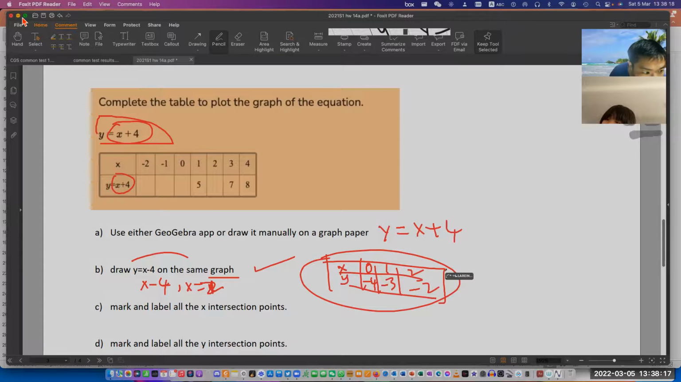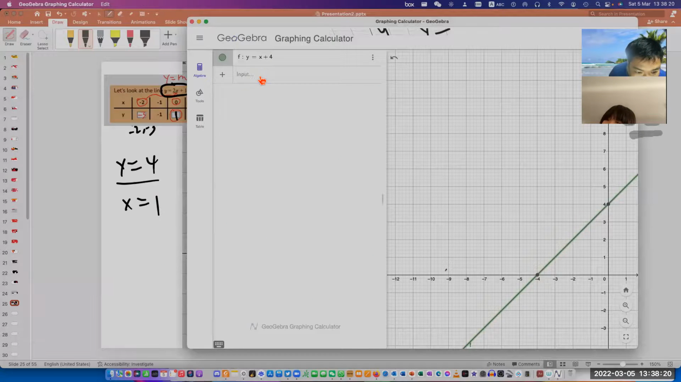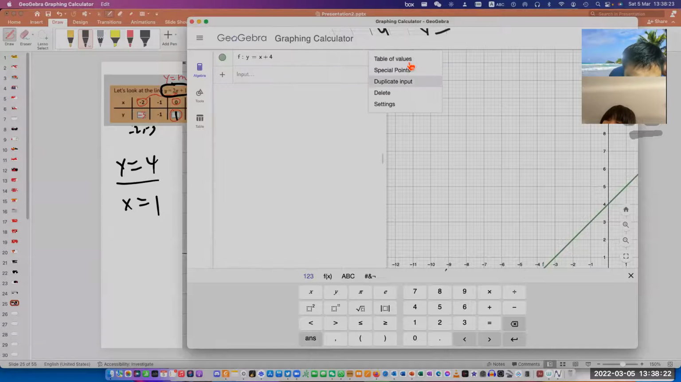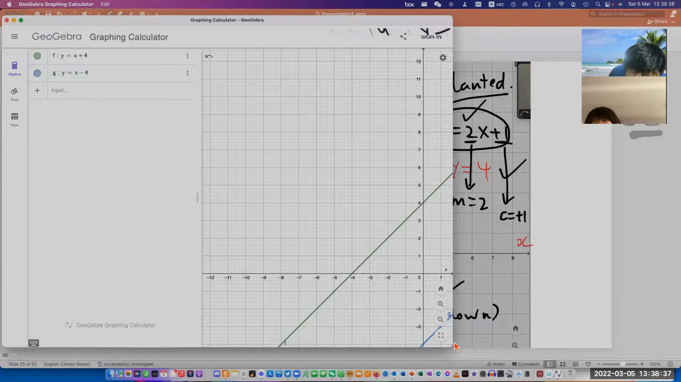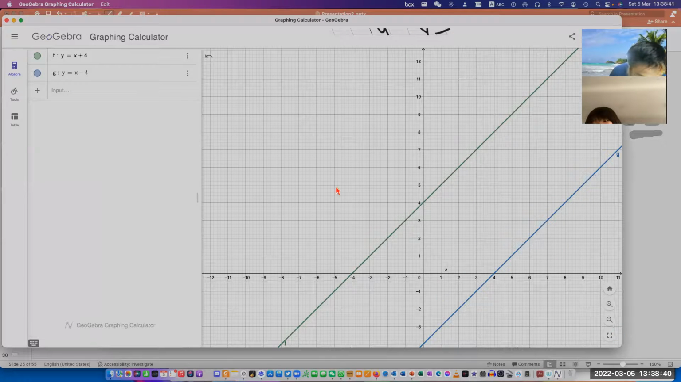But for convenience's sake, I'm going to use GeoGebra. So actually I can duplicate this, instead of plus 4, minus 4. Okay, I have 2 lines already. Can you see? This is my x plus 4, which is green. This is my x minus 4, which is blue. So by using GeoGebra, you can quickly get the 2 lines out.